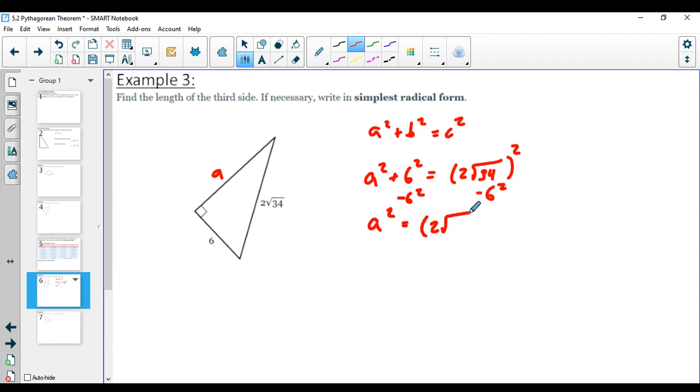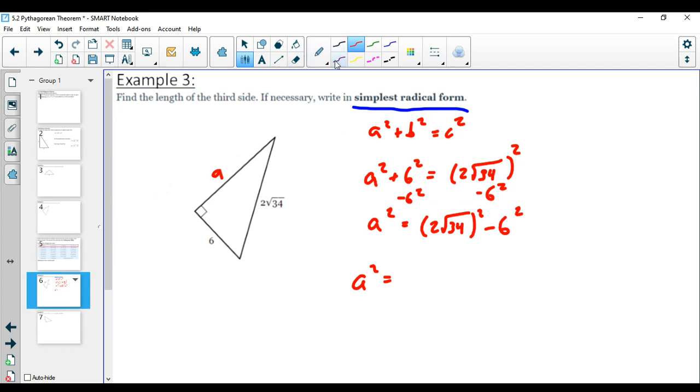So we have 2 square roots of 34 squared minus 6 squared. And you could probably put this in your calculator, but I want us to get used to it. When it says that we need to be in simplest radical form, that means that your calculator better not spit out a decimal. So, you can put 2 square roots of 34 squared in your calculator, but if it spits out a decimal, that's not what it wants. So we need to understand what this means. And there's kind of two ways that I think we can go about it.